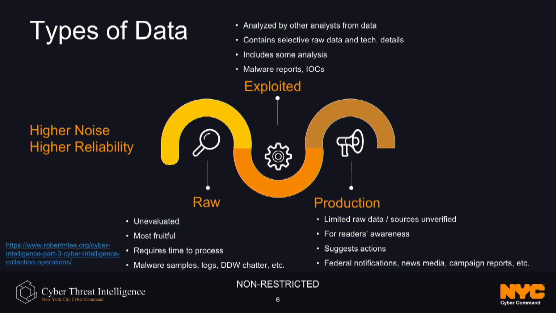That's raw production data. Now, going back, this is more of a progression, right? If you look all the way to the left side, you're looking at higher noise and higher reliability. Higher noise because there's so much out there that it needs to be refined, but also higher reliability because you're closer to a source. Whereas all the way to the right side, you have lower noise, but you have lower reliability because oftentimes the sources are unverified or are not presented to you, but it has been refined by several steps. So keep that in mind when you collect data.